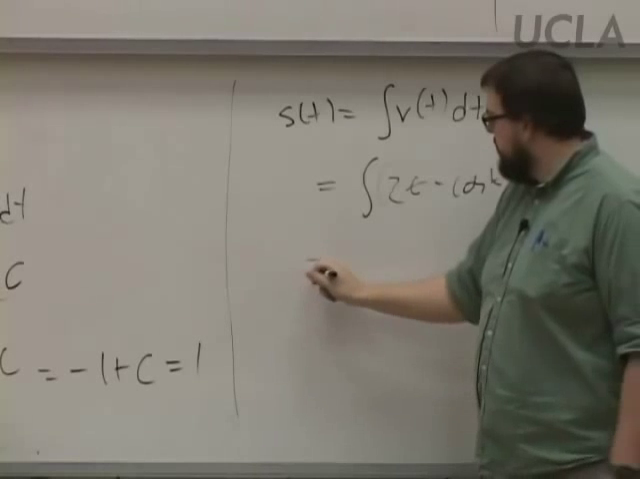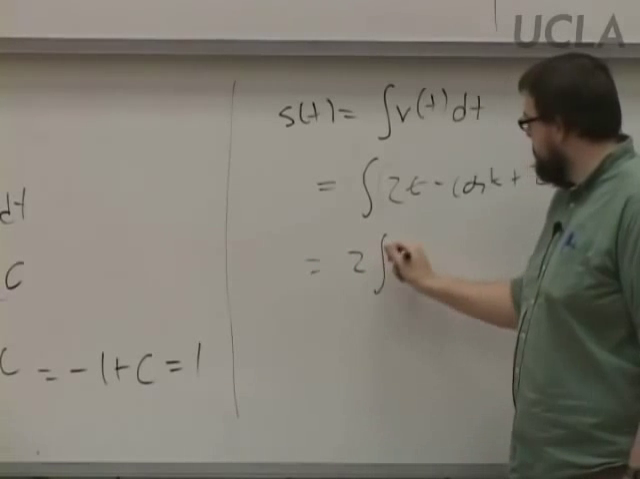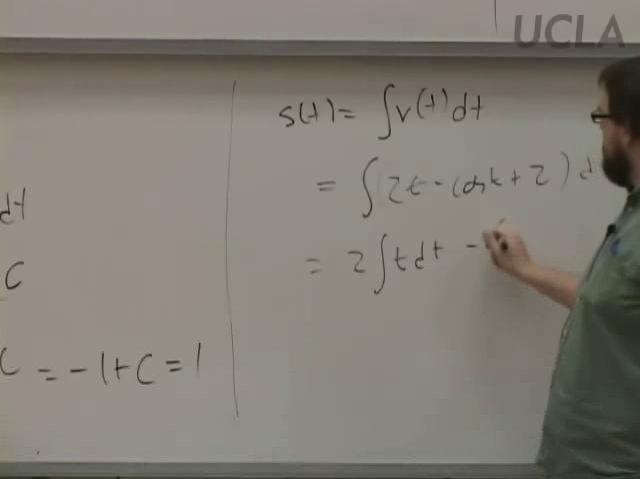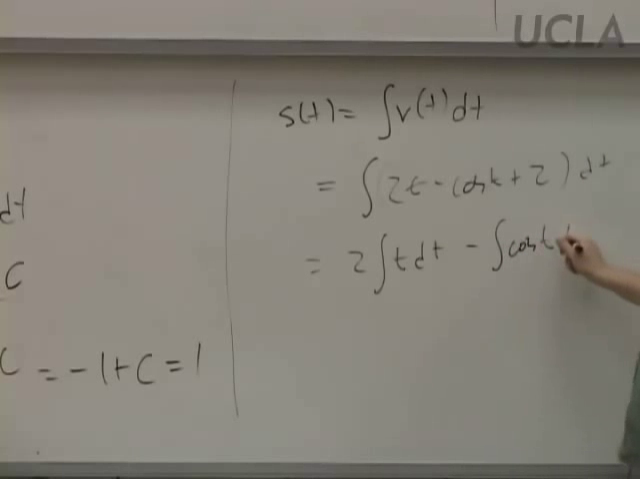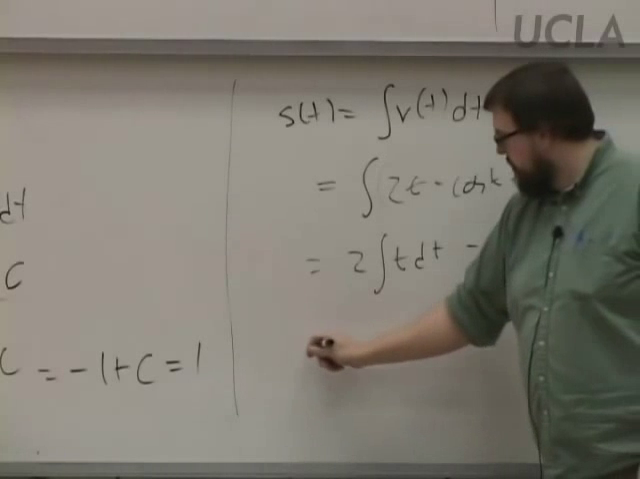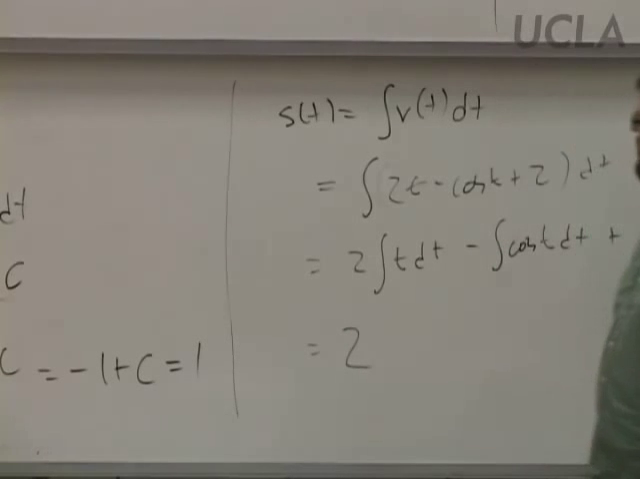And again, I can break this up. So 2, the integral of t dt, minus the integral of cosine of t dt, plus 2, the integral of dt. And we just go through each one. What's the integral of t?